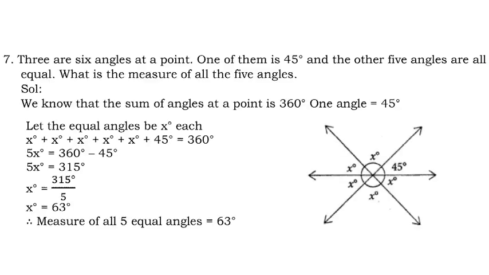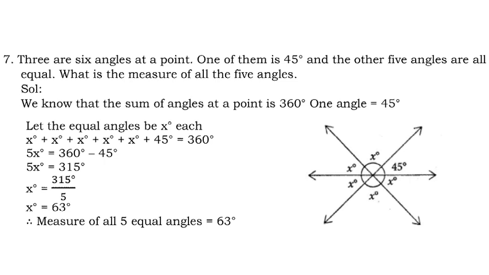Seventh question. There are 6 angles at a point. One of them is 45 degrees and the other 5 angles are all equal. What is the measure of all the 5 angles? Solution. We know that the sum of angles at a point is 360 degrees. One angle is 45 degrees. Let the equal angles be x each.